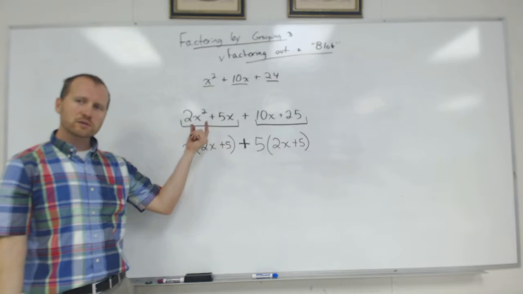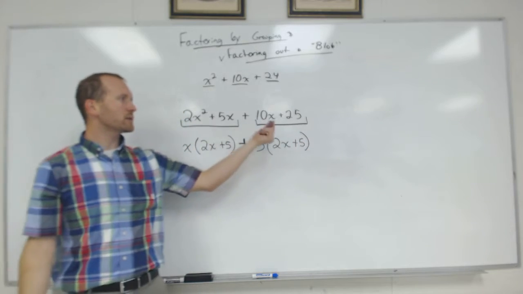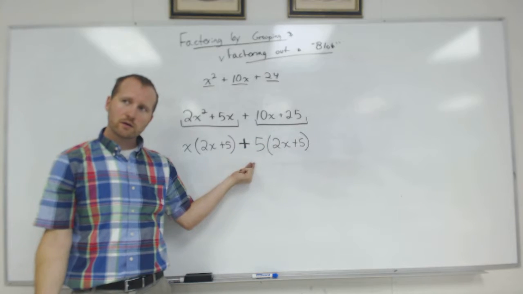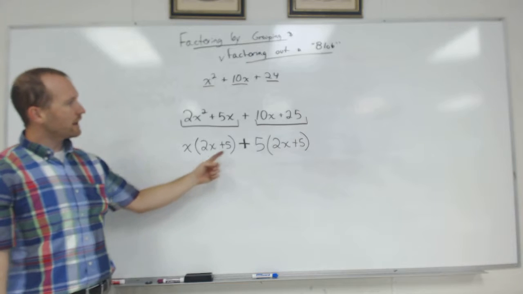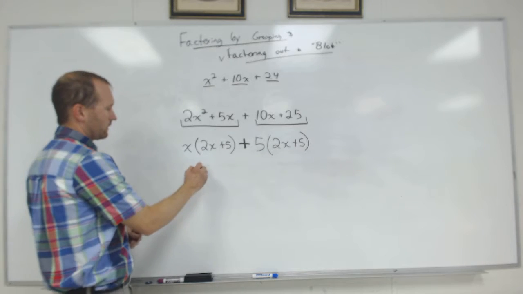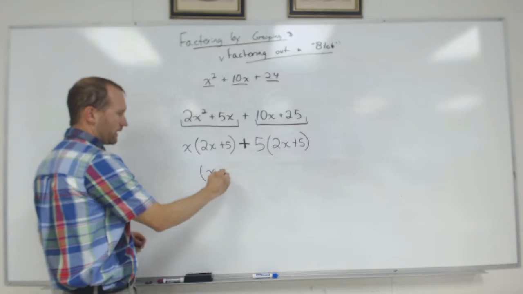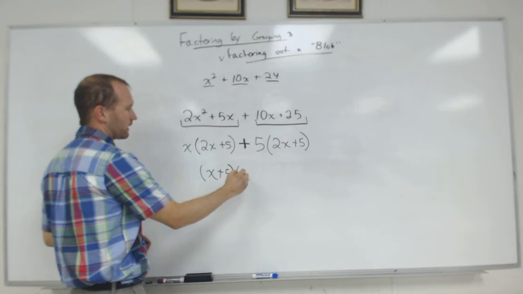So I grouped the first two and pulled out what I could. I grouped the second two and pulled out what I could. Now what do I do? Then I get the blob. So then I get the blob: x plus 5 times 2x plus 5. And it does not matter which way you write it.